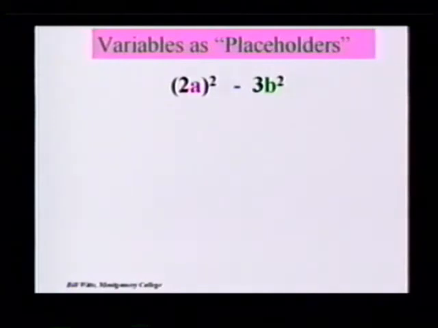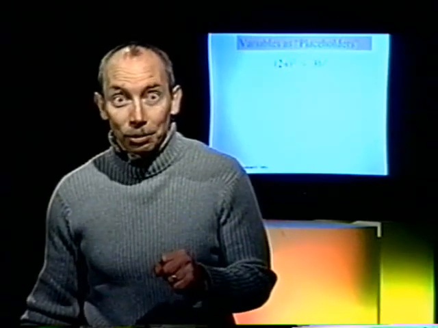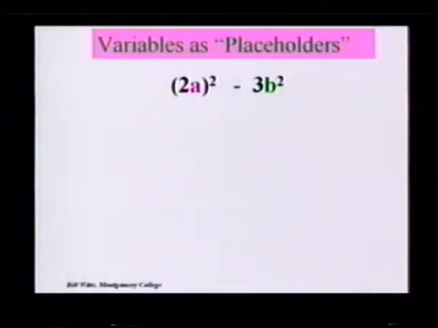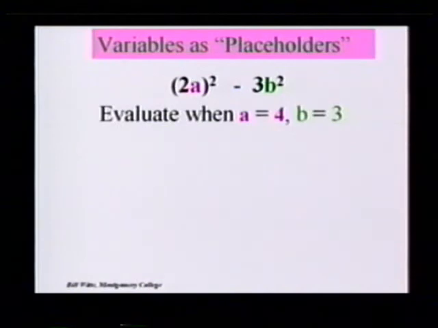In algebra, we use letters as placeholders for numbers. So they're going to be numbers eventually, so they have to follow all the rules of numbers. The order of operations is certainly one of the most important of those rules. Let's see if we can calculate this expression by putting in numbers for these letters. Instead of an A, I'm going to tell you to put in a 4, and instead of the B, we're going to put in a 3.